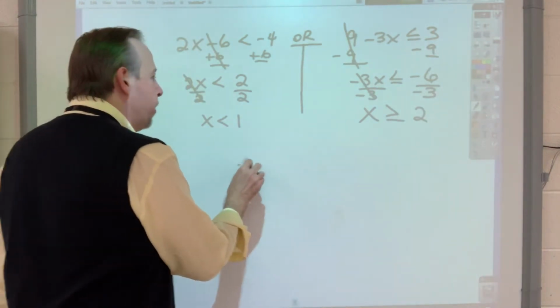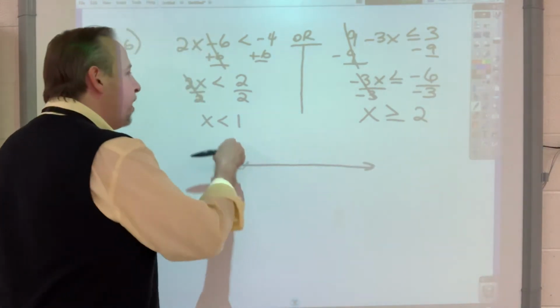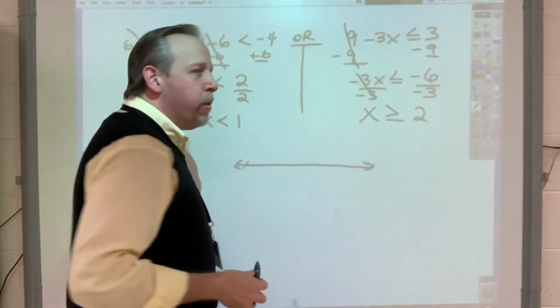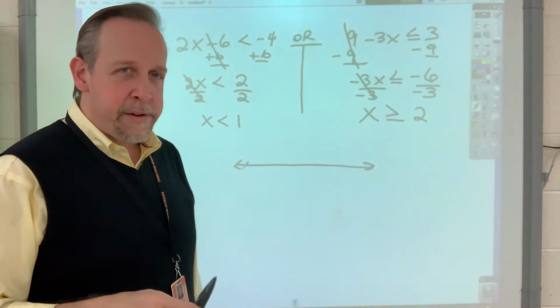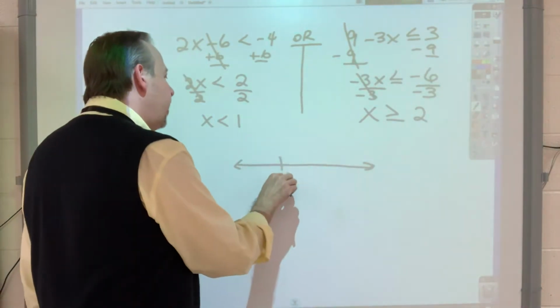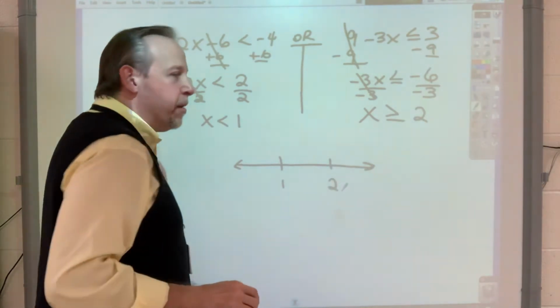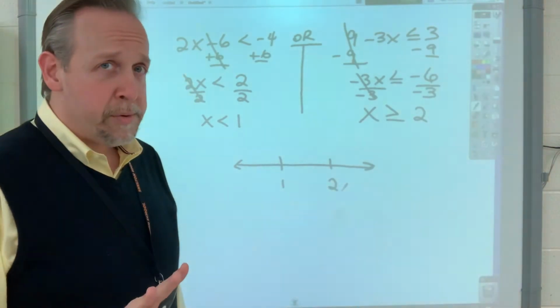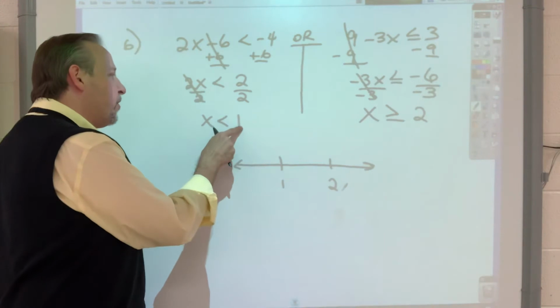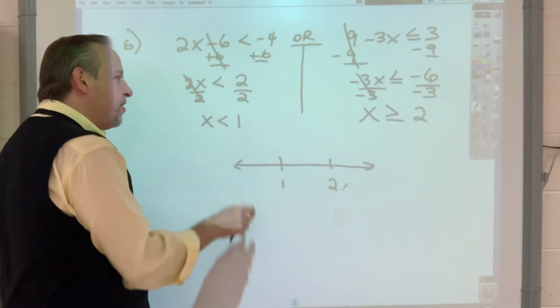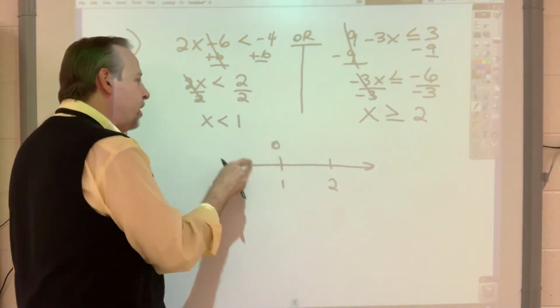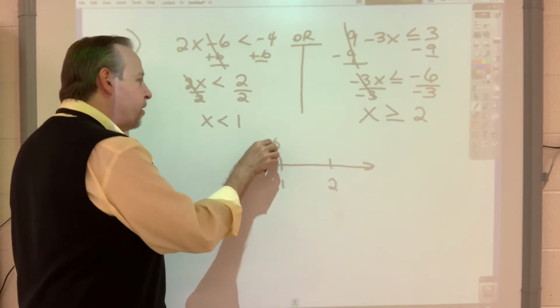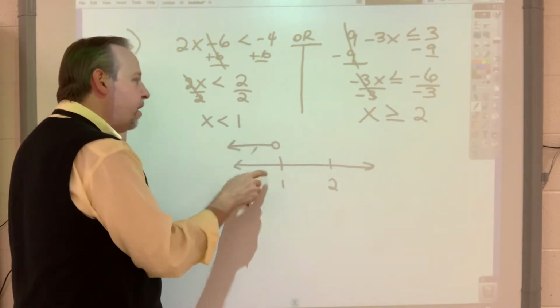Okay, I've got my number line graph now. 1 and 2 are what we call anchor points. They anchor the graph. So I'm going to put 1 and 2 on my number line. I do not need any other numbers. The symbol next to the 1 was less than, so it's an open circle. Less than values lie on the left of the dot.